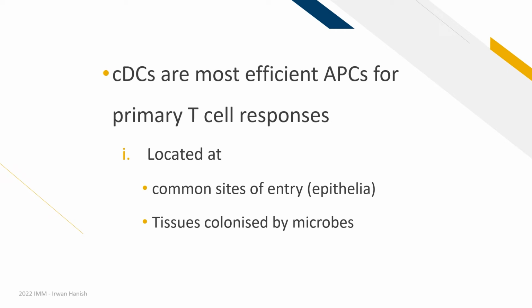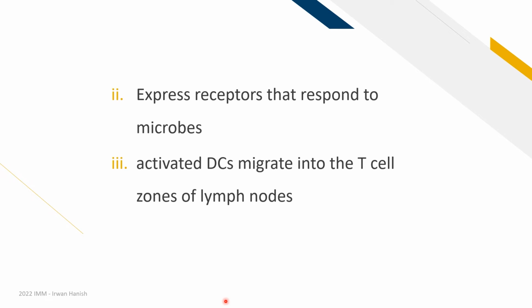Among all our APCs, CDCs have been shown to be one of the most efficient for primary T cell responses. So factors for this are, firstly, their strategic locations. So they are found, for example, on common entry sites and tissues where they can catch the antigen-bearing microbes easily. Secondly, DCs have specialized receptors that help them do their job well. And number three, DCs, once activated, they migrate to areas in the lymph nodes where they can easily encounter T cells. So that facilitates presentation.